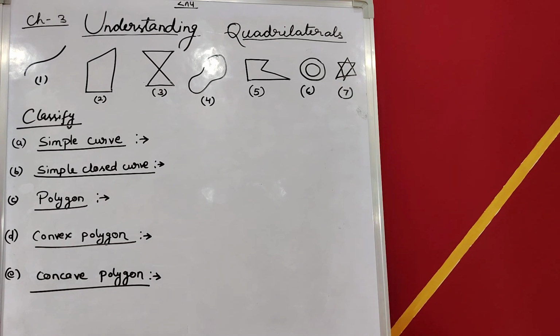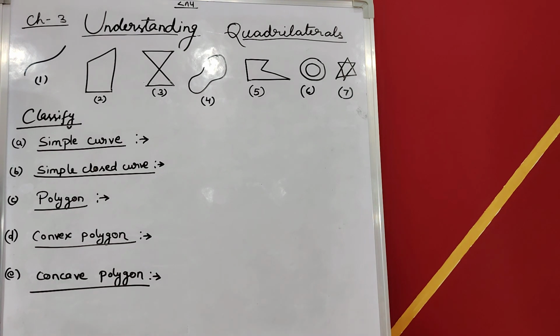Hello everyone. So as we were discussing understanding quadrilaterals, I have discussed polygons and kinds of polygons. Now let's move towards the exercise. The first question is like this. There are some figures given and you have to find whether each is a simple curve, simple closed curve, polygon, convex polygon or concave polygon. So let's get started.